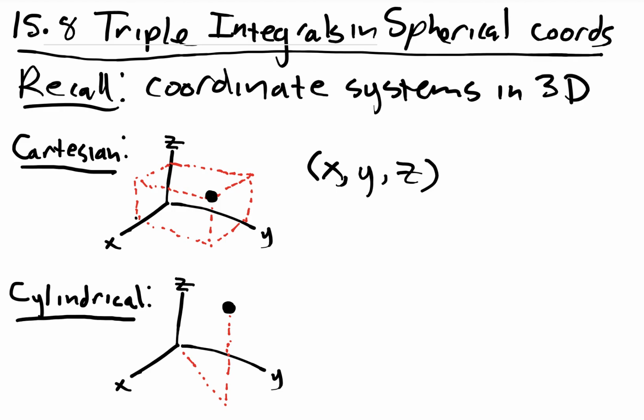X obviously represents how far out I go in the x direction. Y represents how far out I go in the y. Z represents how far out I go in the z to get to my point. Last time we introduced cylindrical coordinates. Here you use something a little bit similar to polar for your x and y. Instead of specifying x and y using distance in the x direction and in the y direction, we use an r and a theta. Meanwhile, we keep our z the same.